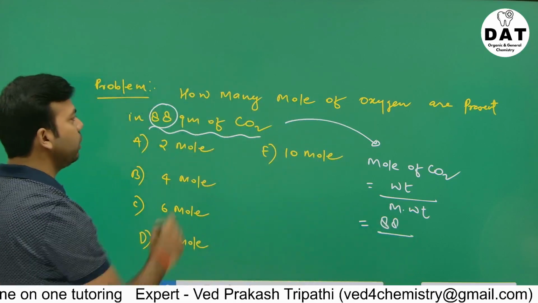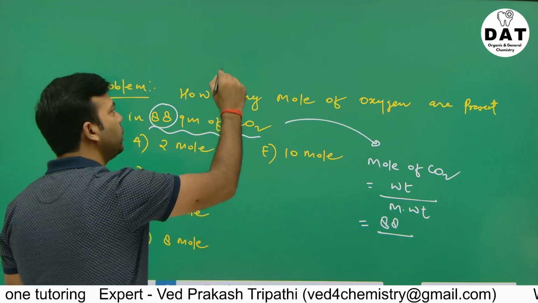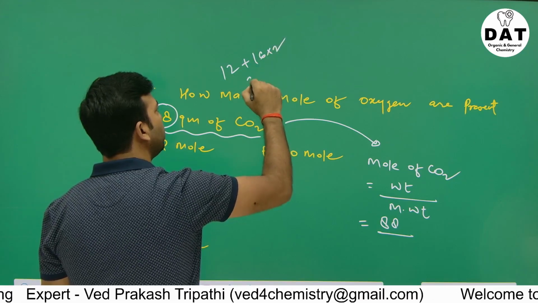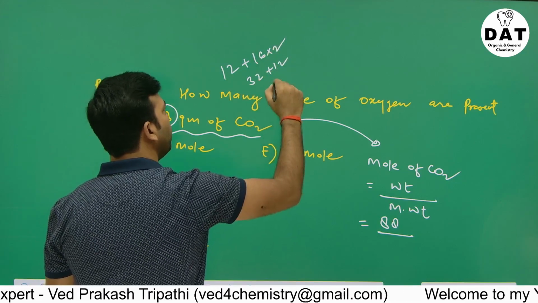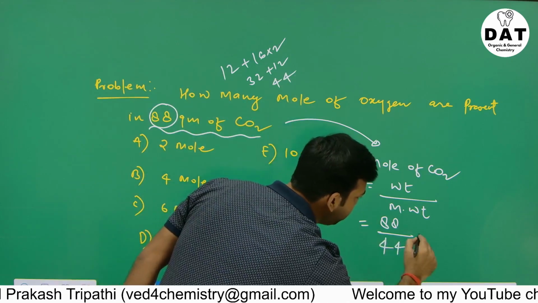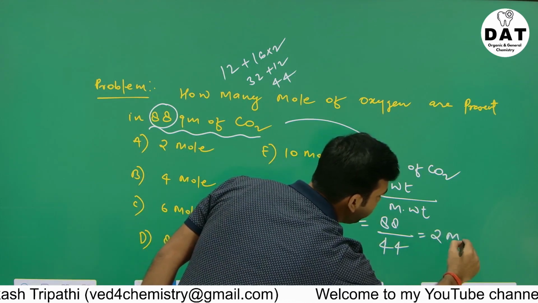what is the molecular weight of CO2? We know that carbon is 12, 16 into 2, how much? 32, plus 12, 44. Yes, this is 44. So which means 2 moles. How many moles? 2 moles.